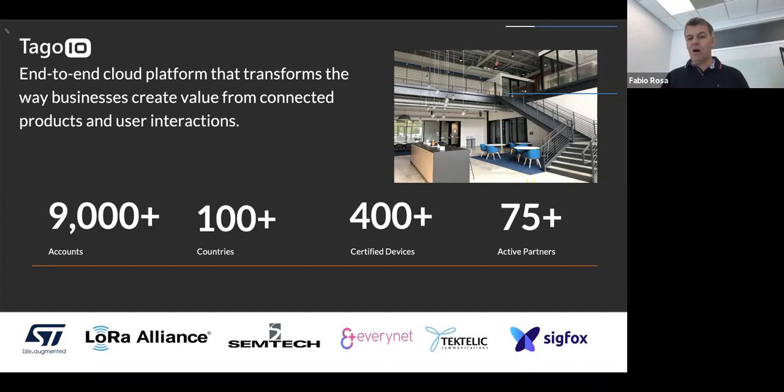Today, we have more than 400 certified devices that are ready to go to connect basically to any kind of network: LoRa, Sigfox, cellular, Wi-Fi, Zigbee, Bluetooth, you name it. And if the device is not there, we create a lot of options so that anyone can build their own connector. Today, we are with more than 9,000 accounts, and we are in more than 100 countries around the globe. So it's a lot of work, and we will not be able to do that without our partners.